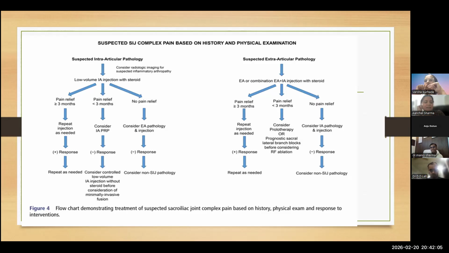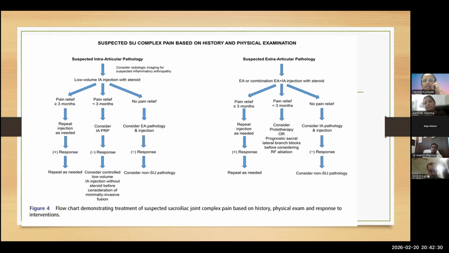I'll help Dr. Manoj here. I think they are asking to do the intra-articular injection first if you are suspecting SIJ pathology, and if there is no response, then we think about going extra-articular. So it has more of a negative diagnostic value.